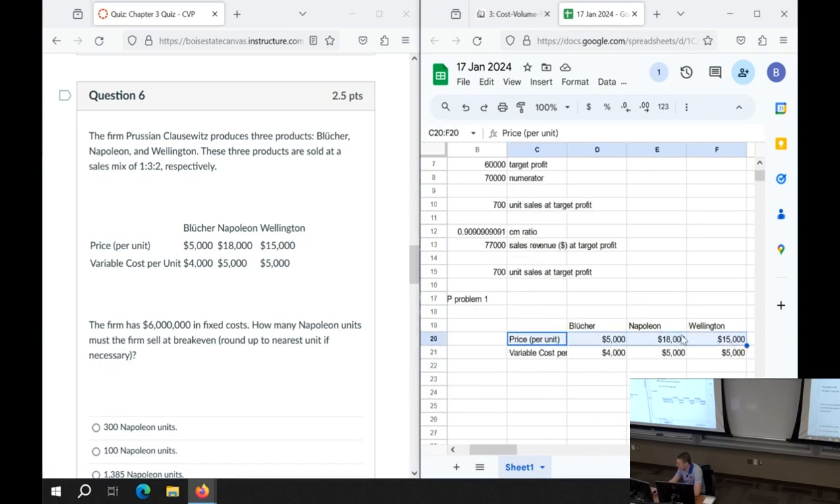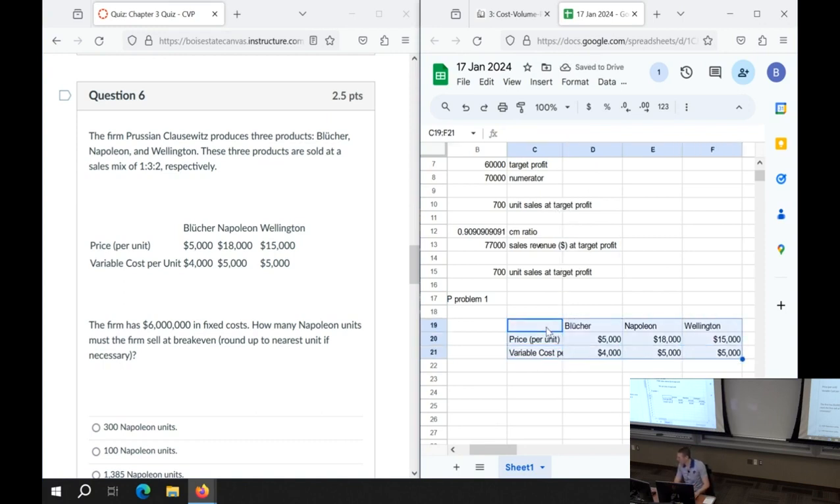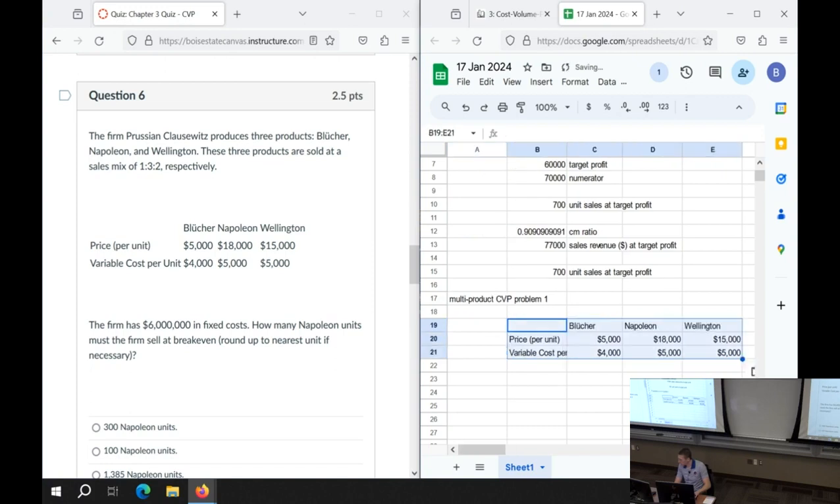These are high-end items, so to a degree, I guess. I mean, maybe not for a car, but for other things, they'd be pretty high-end. And we have the variable cost right here. I'm actually going to go ahead and let that be cut off. I don't want to push us too far off the edge. I'll move us over to get us in line with the B column for CVP problem 1.